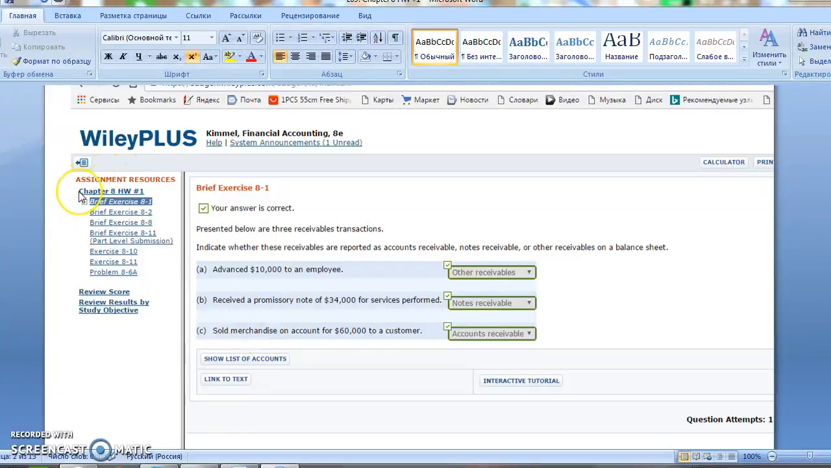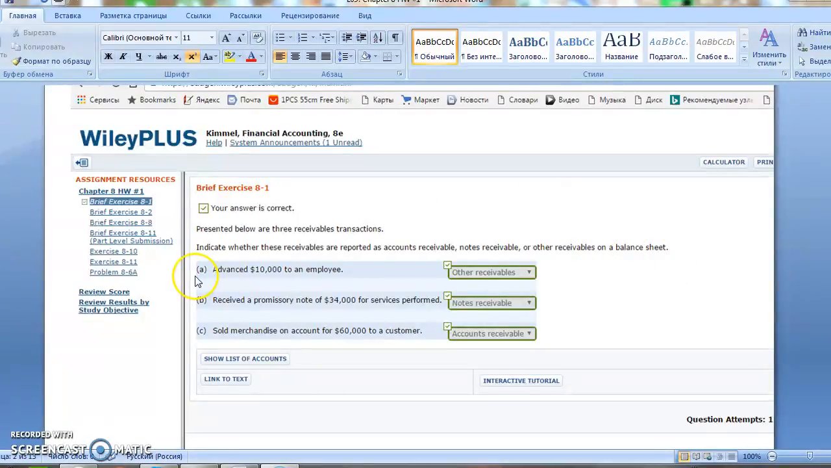Hello everybody. Today my task is Brief Exercise 8, which includes 4 subparagraphs. We will start with item 8-1, where it says that there are 3 receivables transactions. We need to indicate where these receivables are reported as accounts receivable, notes receivable, or other receivables on a balance sheet.